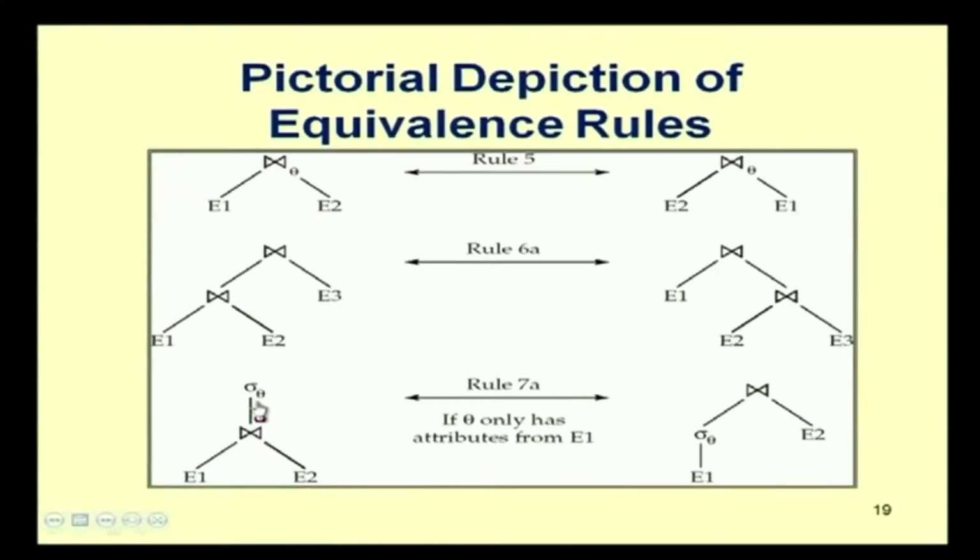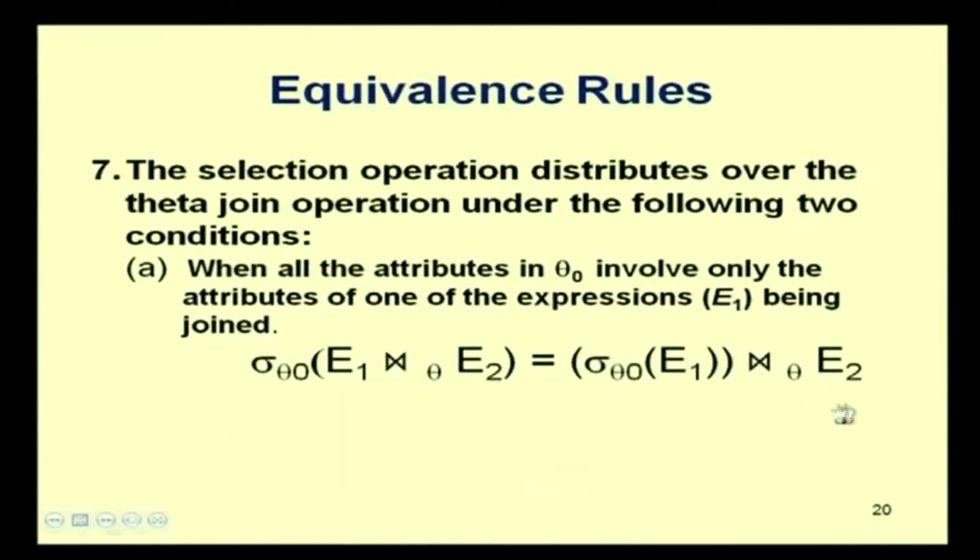This is E1 theta join of select, and then with the join you can write the join with the select. So, if you do the selection first, the number here will be less, so the join operation will be less costly. That is what we are trying to tell here.